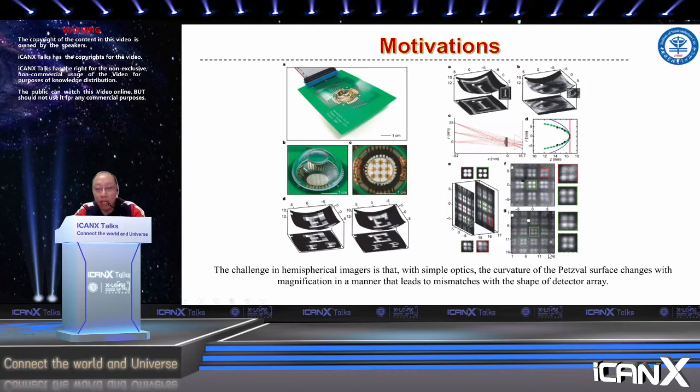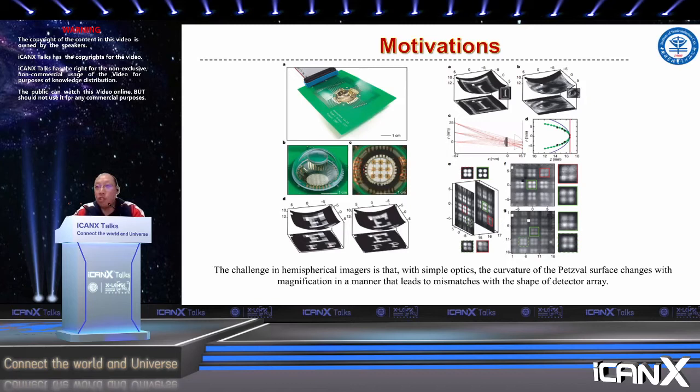But one thing is that the biggest challenge for this hemispherical imager is that it has only very simple optics. So the curvature of the pupil surface changes with magnification in a manner that leads to a mismatch with the shape of the detector areas. This behavior strongly degrades the image performance, therefore limiting the advantage of these hemispherical imagers.